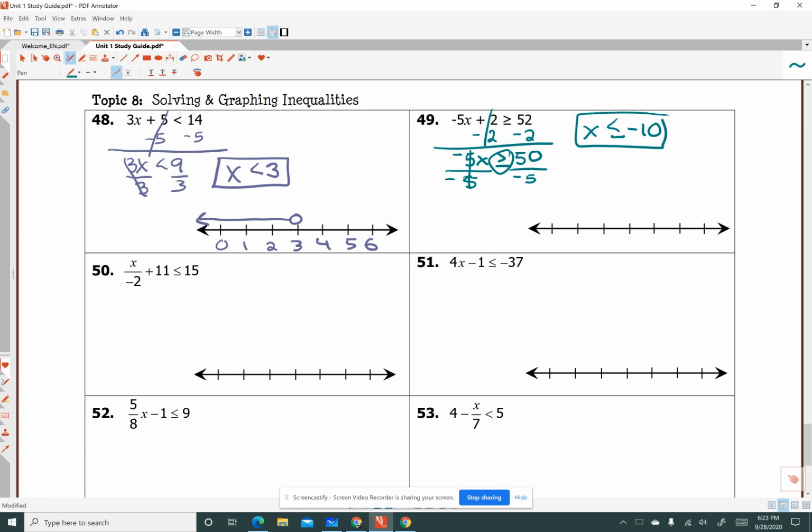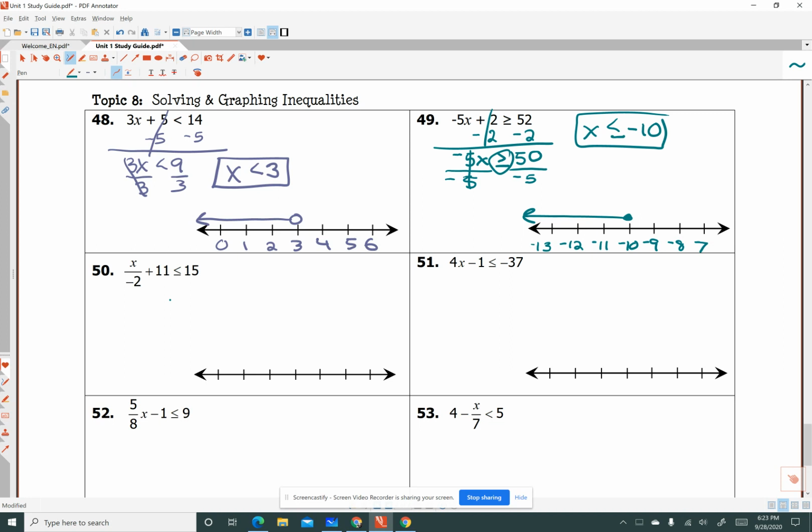and that's a final answer. So I can, let's see, negative 13, negative 12, negative 11, negative 10, negative 9, negative 8, negative 7. So solid line because I have that equals. And we graph to the left to negative infinity.